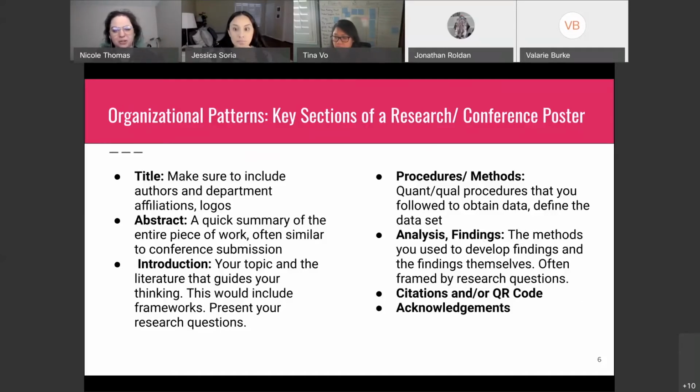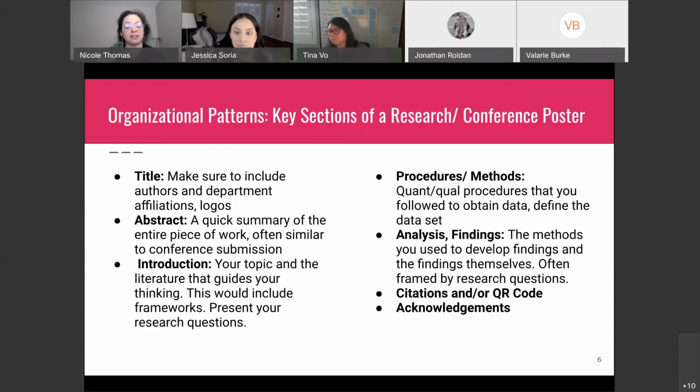Make sure to include at least some of those procedures, whether that be in photos, a description, or a list, as well as defining your data set. Anything to visualize your data is always really helpful, whether that's presenting a pie chart or a bar graph, or any tables, if you have the mean, median, and mode of a statistical analysis, anything like that, you could definitely include on your poster as well. You're going to be including analysis and findings.